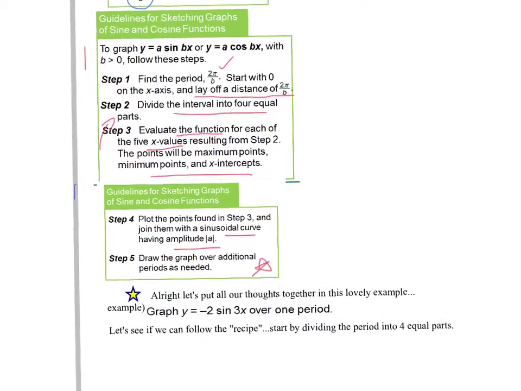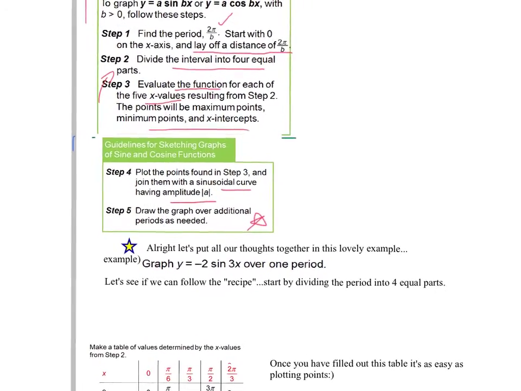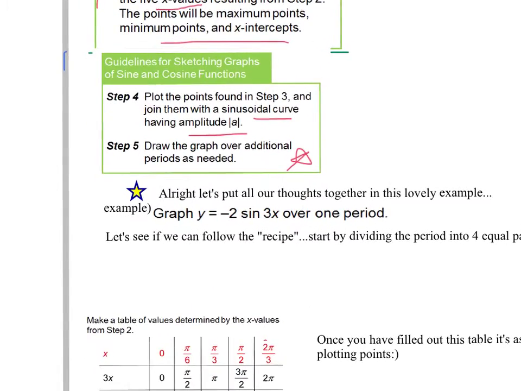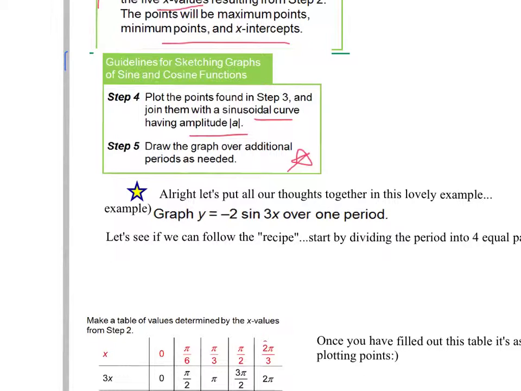Here we go. This is what I've been waiting for. One like this. All right, let's put our thoughts together in this lovely example. So you have y equals -2 sine 3x, and they want us to sketch it over 1 period.